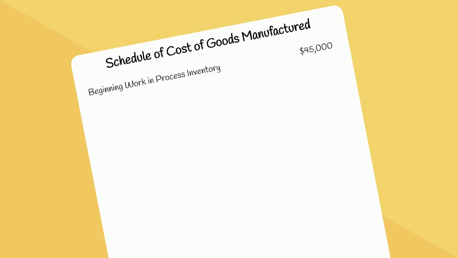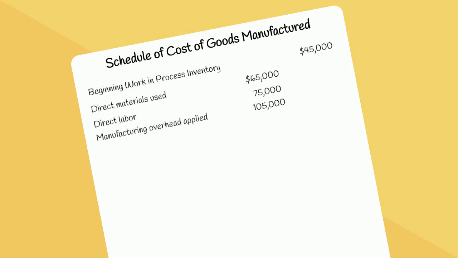Next, we want to add in all the product costs for the current period: direct materials, direct labor, and manufacturing overhead. All of these costs were used in production this period and added to the work in process account. If we don't know the amount of direct materials used, we can determine that using the raw materials inventory account.